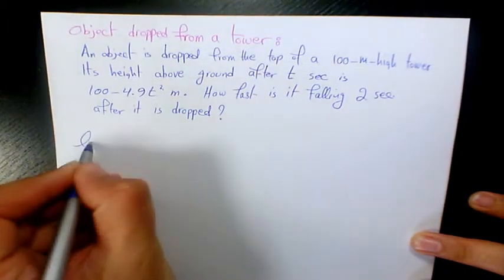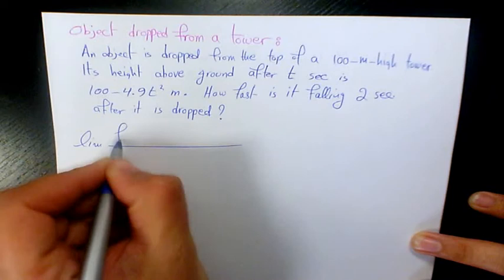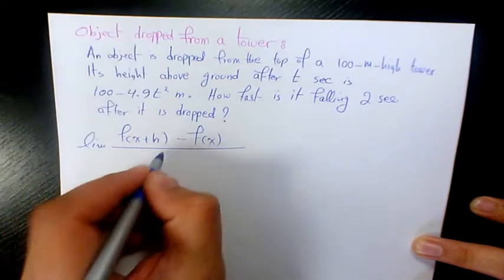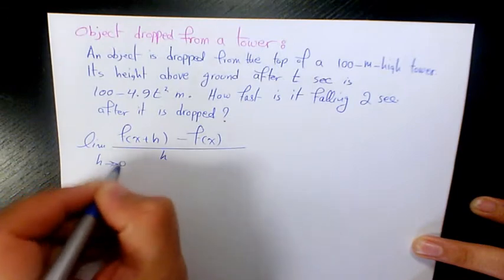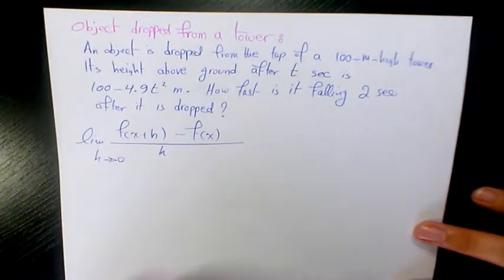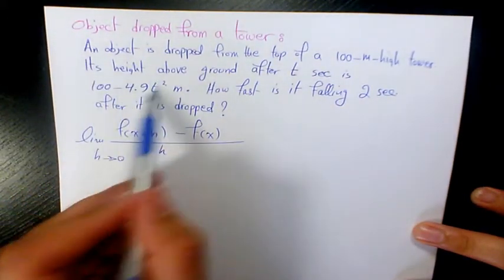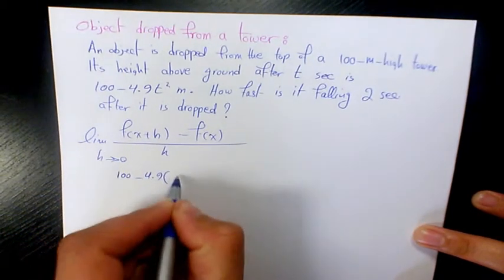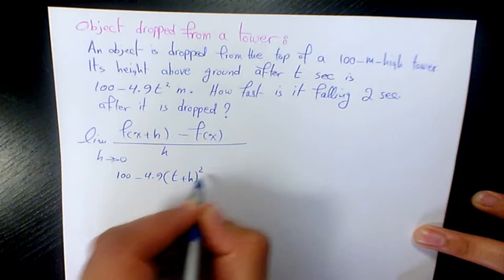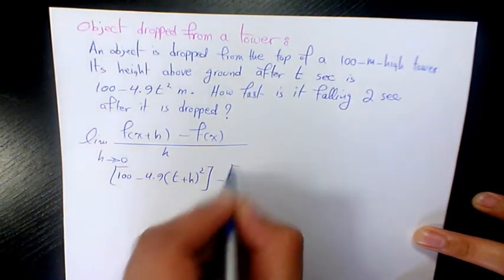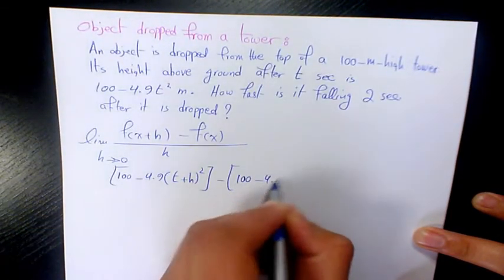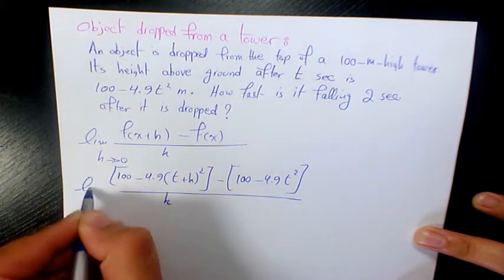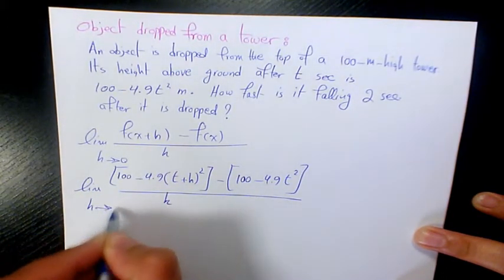So we need to have the limit of f of x plus h minus f of x divided by h. That's the formula for finding slope or rate of change. So this is going to be the function. So it's going to be 100 minus 4.9 (t plus h) squared minus (100 minus 4.9 t squared) divided by h, limit when h approaches 0.